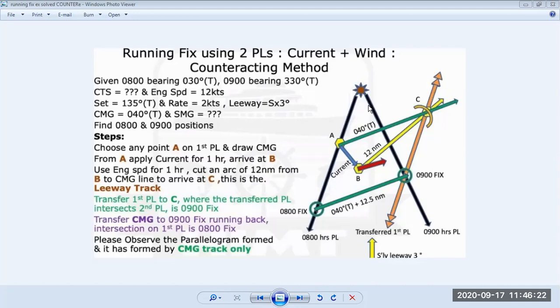From C we transfer the initial position line, that is 0800, and wherever it cuts the 0900 PL, that is our 0900 fix. And we always transfer the course made good. So the course made good, this AC, we transfer from 0900 back, and wherever it cuts the initial PL, that is our 0800 fix. So we observe this parallelogram. The more important thing is this green line. We always transfer the course made good only.